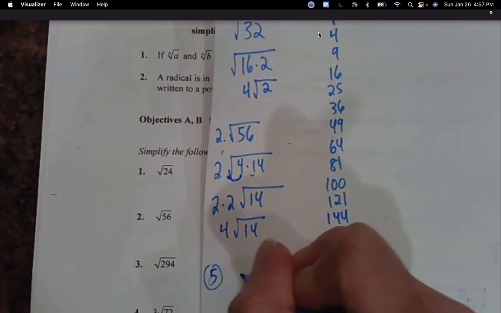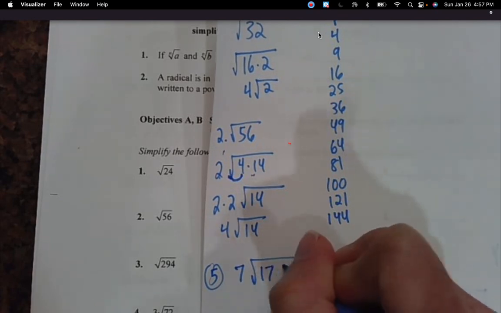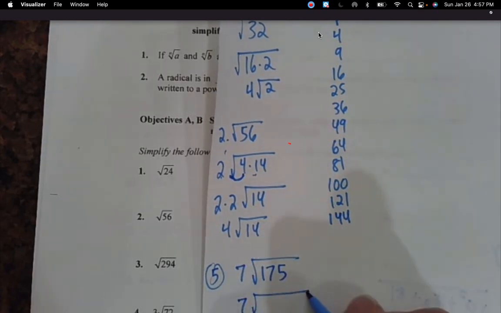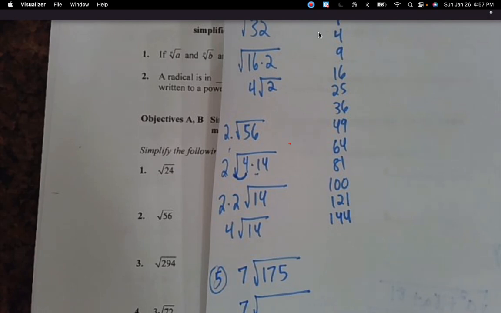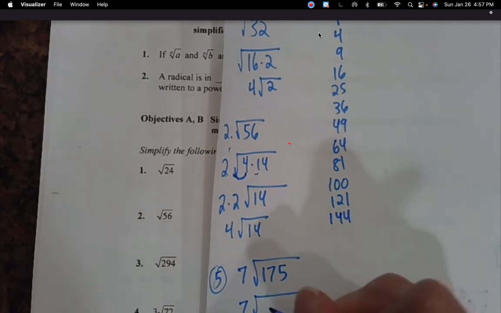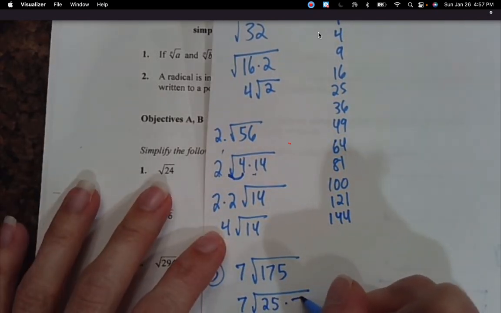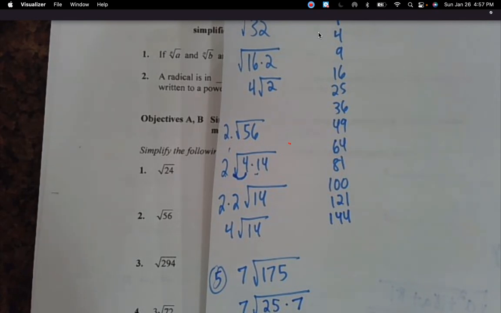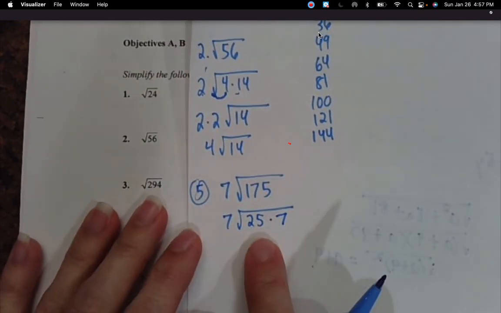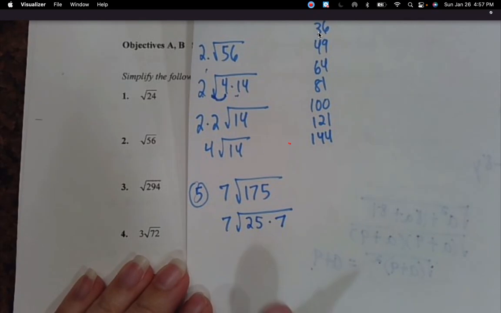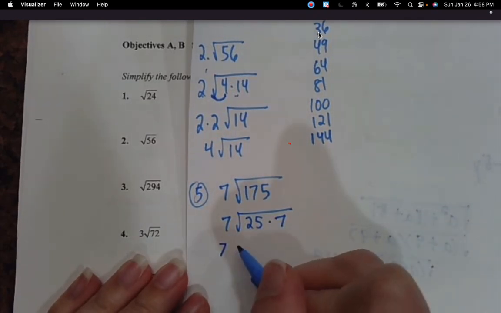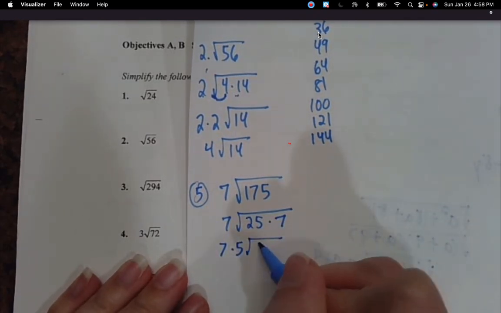I'll do number 5 with you. Okay, so number 5, we have 7 square root of 175. So 175, let's see, I'm betting it's going to be 25. And it is. It is 25 times 7. Okay, so all I did was 175 divided by 25 to make sure it works. Now, what's the square root of 25? That's 5, so I'm going to bring it out.